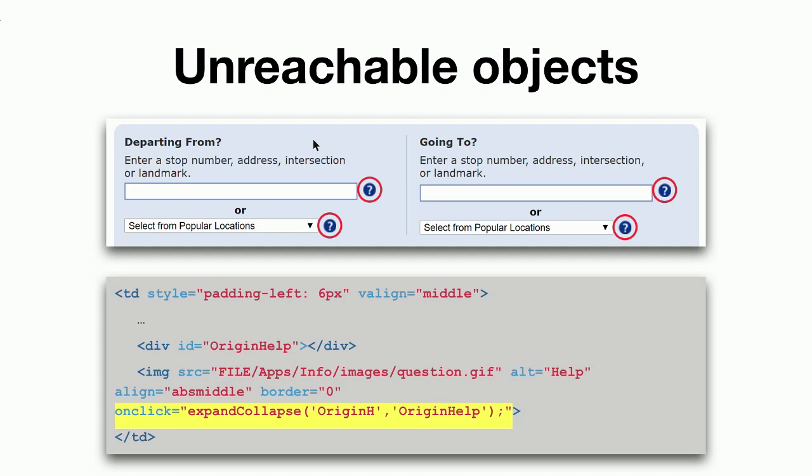Unreachable objects are a problem for users with mobility impairments and users who navigate with the keyboard. In this picture, I have marked a few so-called buttons that are not possible to reach with the tab key. And when we look at the code, we can see that the reason for this is that those buttons are not real buttons. They are coded as images.